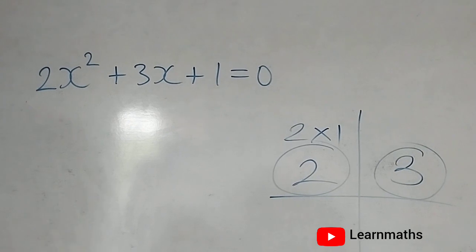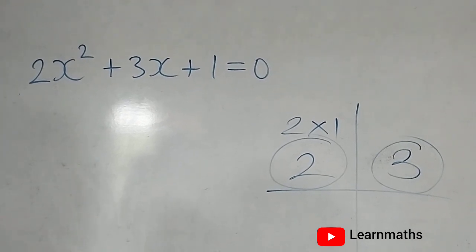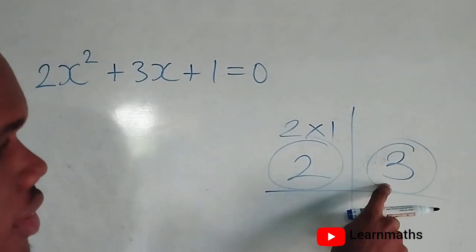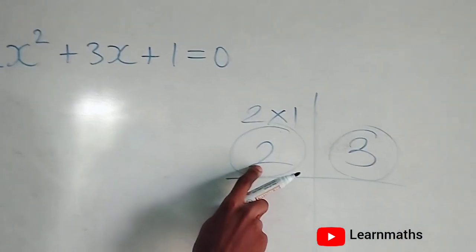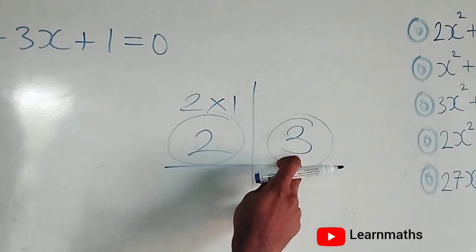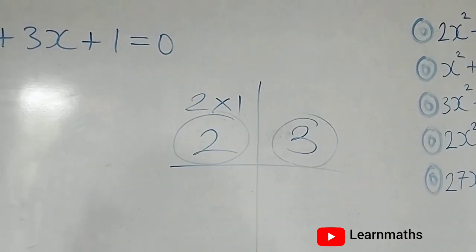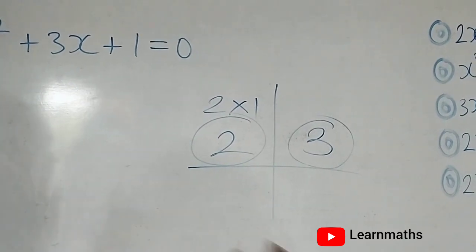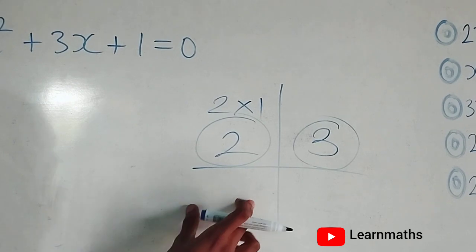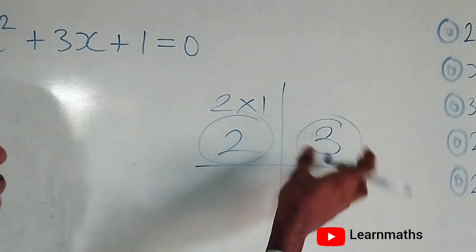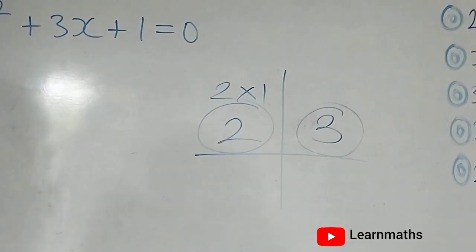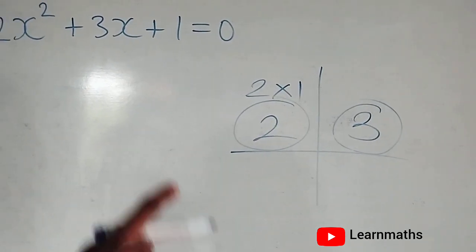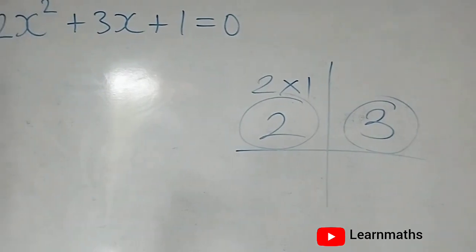Now this next step, you look for two numbers that when you multiply them, give you 2, but when you add them together, give you 3. When you multiply, it gives you 2. When you sum up, it gives you 3. Now let's think of those two numbers. Whenever you arrive here and you cannot find the two numbers that you multiply to get this one and add to get this one, then just know that that quadratic equation is not factorizable.